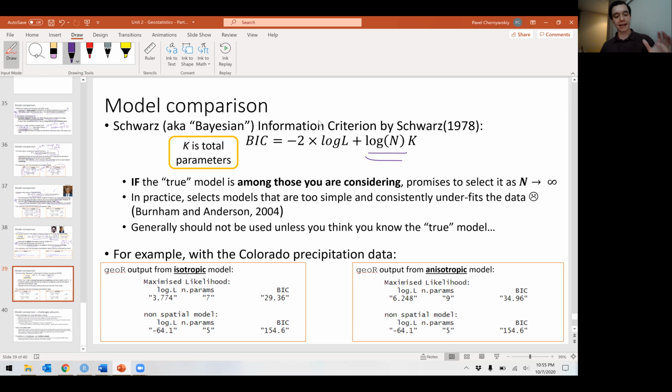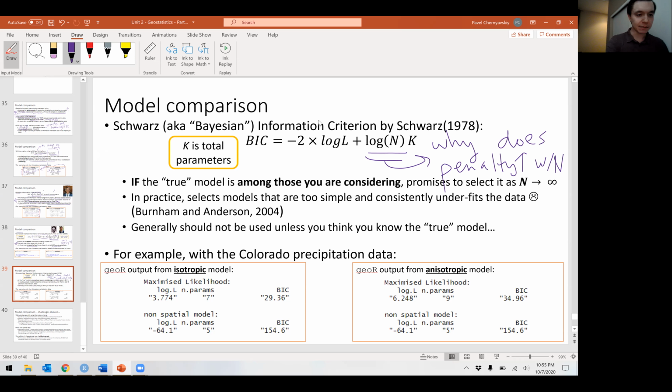And for the life of me, I could not understand why the penalty increases with n. Shouldn't the penalty decrease with n? You know, isn't it harder to overfit a large data set because we have a lot more information? So that never quite made sense to me.